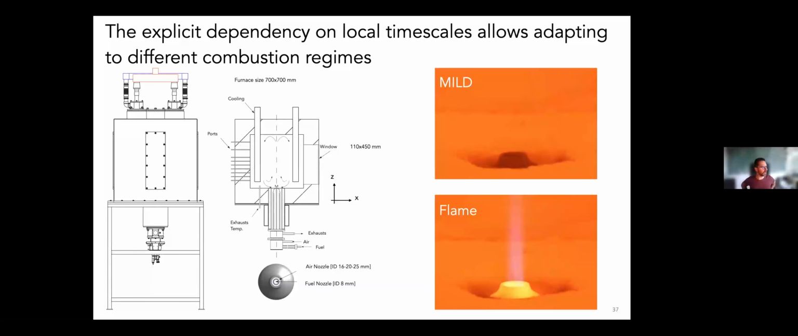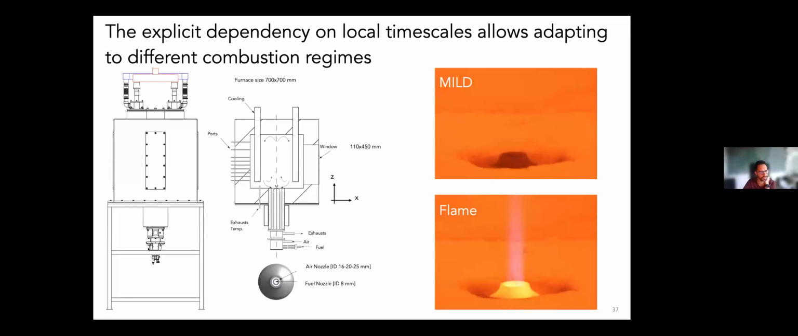Okay, so now I also wanted to point out, I think I'm moving towards the end of the presentation, the use of this model for more realistic systems. We have a furnace at ULB. I showed you in the beginning the pictures of the flame in the system. Again, this is where the system operates in mild combustion, this is in the flameless regime, and this is when it works in conventional flame regime.